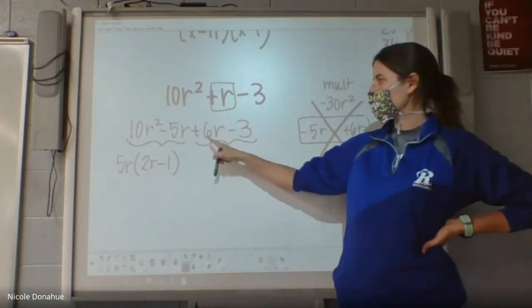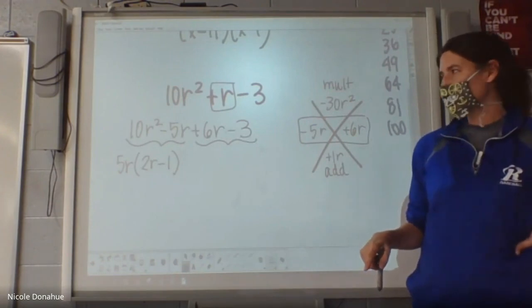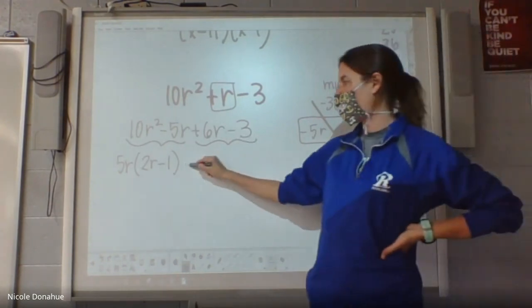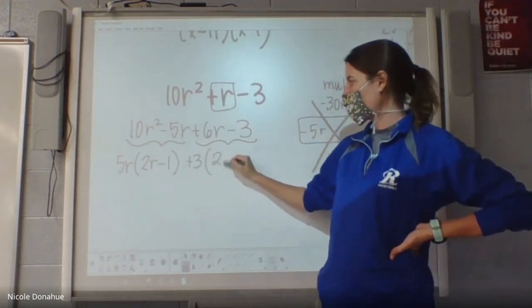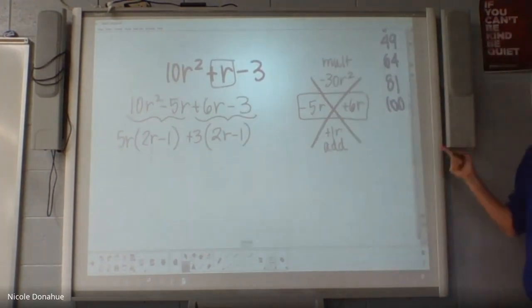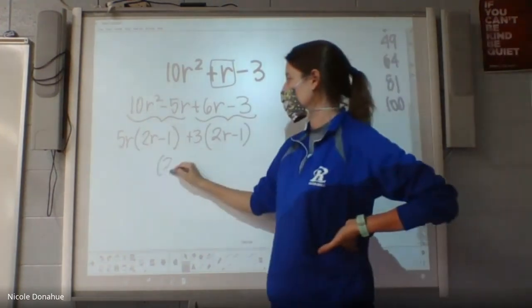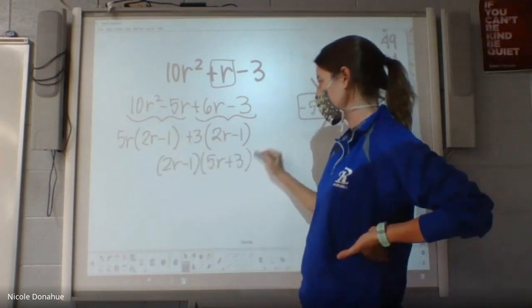How about out of these two? A regular 3, positive 3, because I want them to match. So this is going to be 2R and then minus 1. If you notice, I have the same thing twice. So 2R minus 1, and then 5R plus 3.